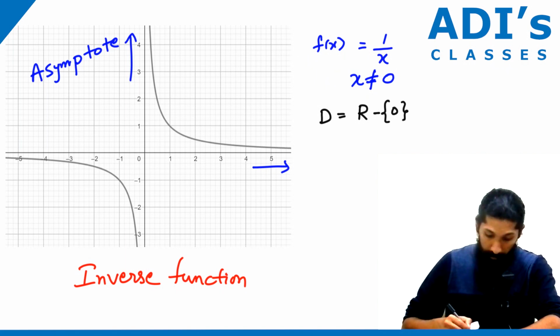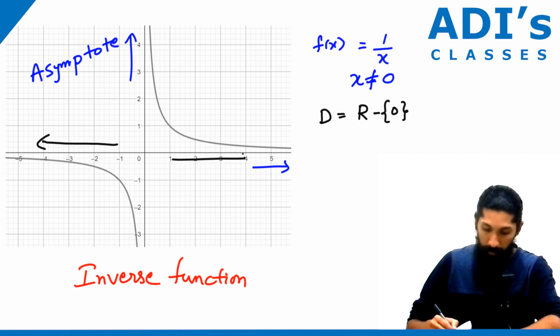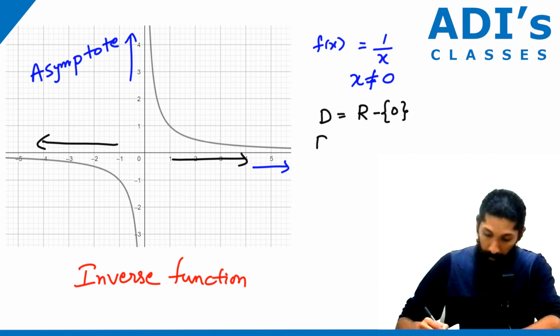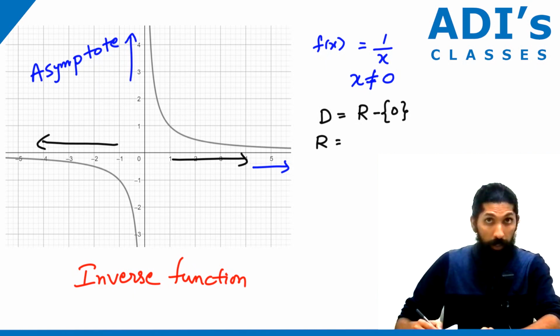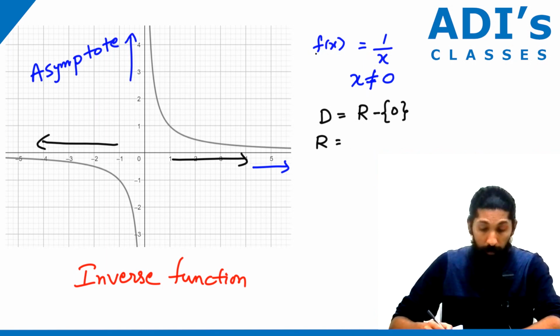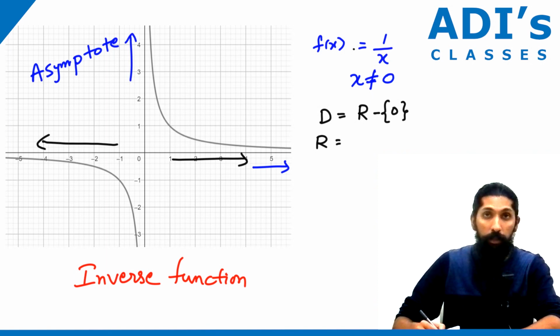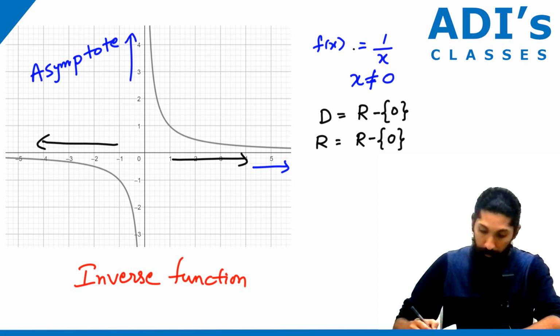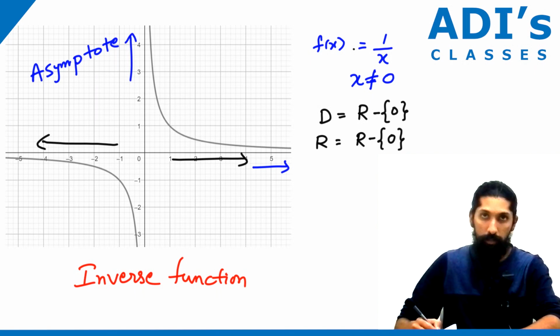Except for 0, it can take any negative value. So all negative values are possible, all positive values are possible except 0. Now coming to the range also. You can have all the values except 0. Because if f of x becomes 0, then x should become infinite. It's not possible, correct? That's why here also set of all real numbers minus 0. Make sense? So this is going to be the inverse function.